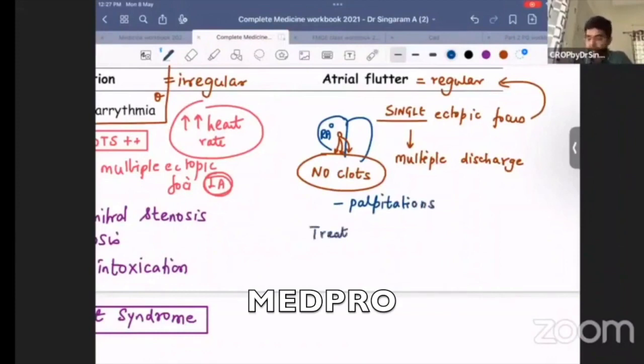So what do you think is the treatment I'm going to give for this patient? I am just going to give beta blockers. Of course, most of the time, the patient will be stable. That's why I'm limiting it only to the beta blockers.